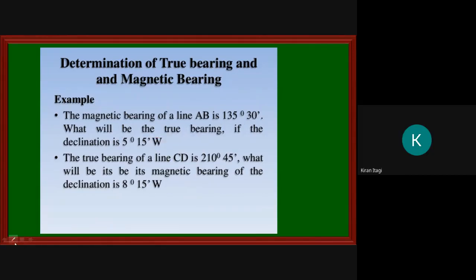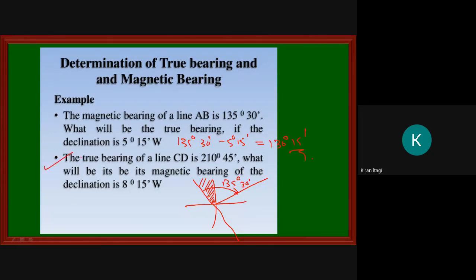We'll draw the diagram once again. It is declining like this. How much has he given? 135 degree 30 minutes. This much excess you have taken, so you should minus it. 135 degree 30 minutes minus 5 degree 15 minutes gives 130 degree 15 minutes. Very good.